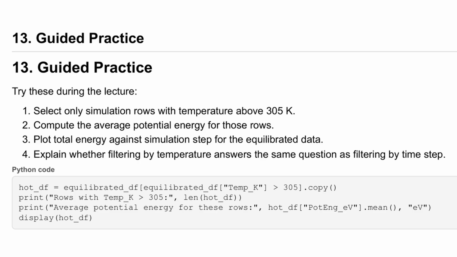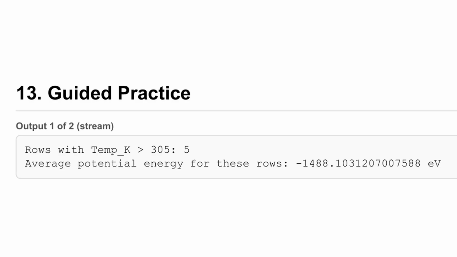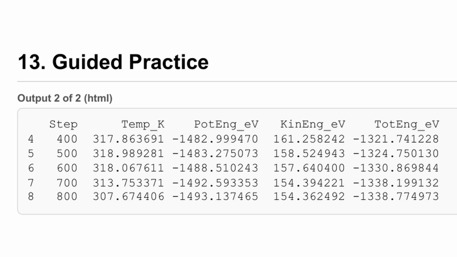Let us apply these concepts. We filter our equilibrated data to find only the physical states where the temperature exceeds 305 Kelvin, and then we calculate the mean potential energy of those states. The output tells us that exactly 5 rows met this high-temperature condition, and their average potential energy is roughly negative 1488 electron volts. This is the isolated data frame of those hot states.